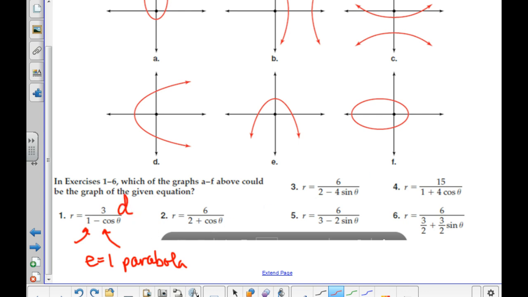Okay, number 2. What's wrong with number 2? I can't have a 2 there. So if I divide everything by 2, I get r equals 3 over 1 plus 1/2 sine. What does that make it? This should be an ellipse. And it should have which kind of symmetry? Horizontal again, so it should be, which one? F?